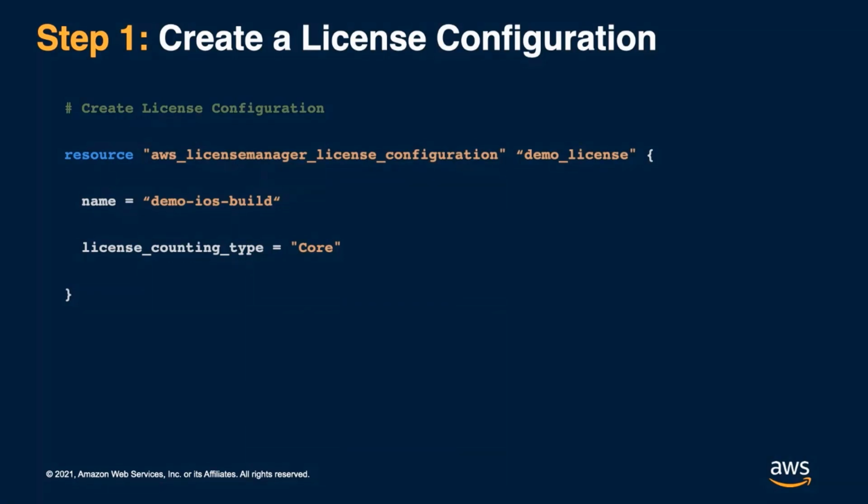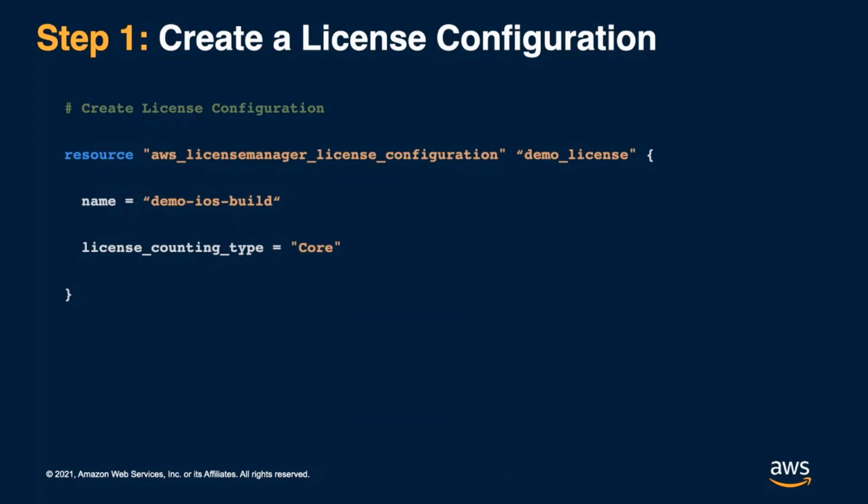EC2 Mac instances need to run on dedicated hosts. We first need to create a license configuration, which you can use to configure your eligible software license from vendors, such as Microsoft, SAP, etc., onto your dedicated host. For the purpose of this demo, let's create a core license that we can use to enforce a limit on the number of cores that our dedicated host resource group can launch.